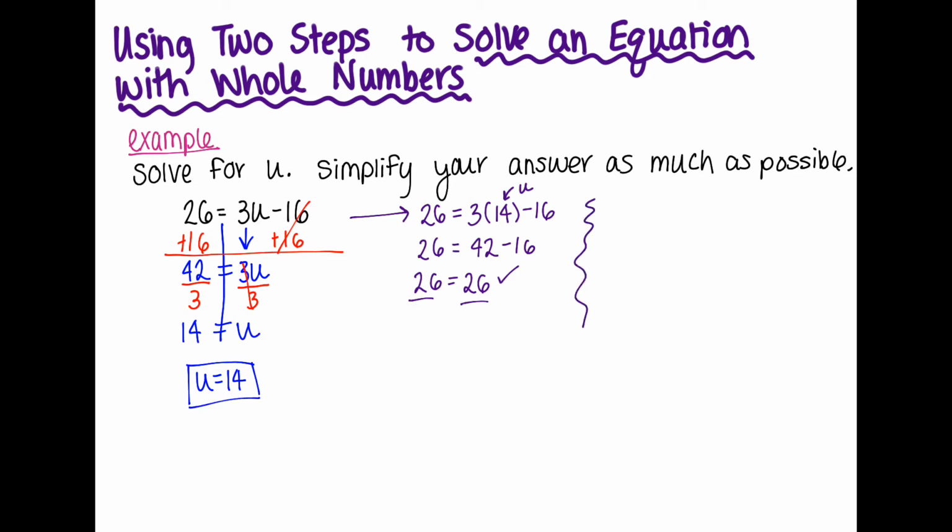You will know your answer is incorrect if you get 2 different numbers. So if maybe I thought the answer was supposed to be 5, and I plugged in 5 instead, I would have 3 times 5 is 15 minus 16. I would have 26 equals negative 1. That would let me know that 5 is not the answer. So an incorrect answer, when you plug it back in, is going to give you a false statement, whereas a correct answer will give you a true statement.